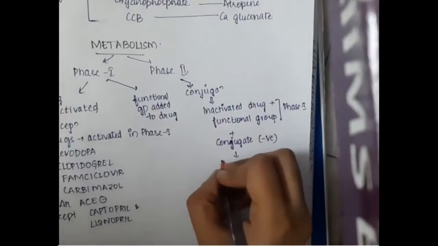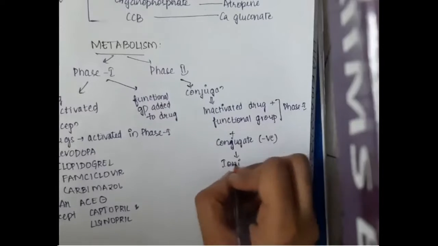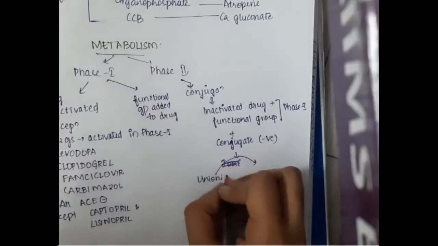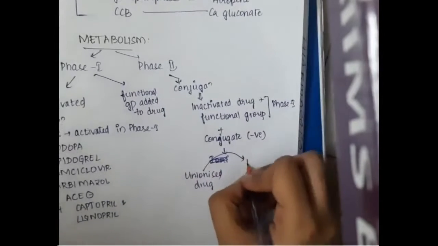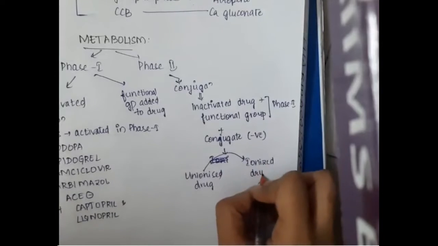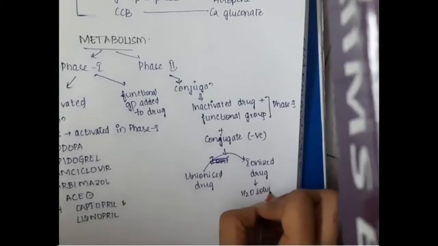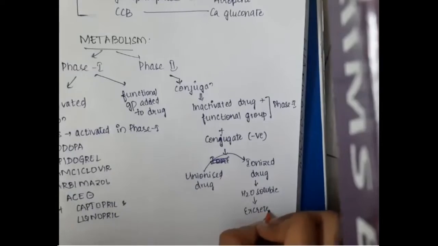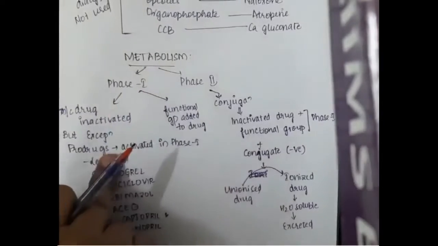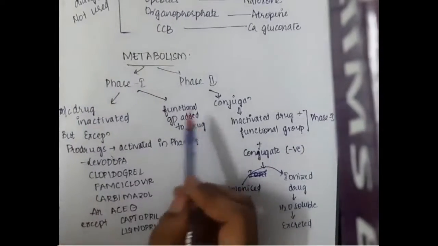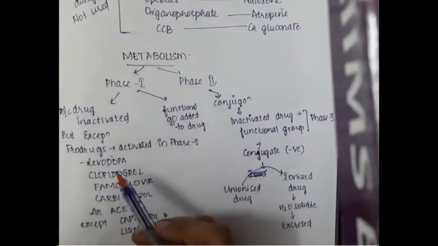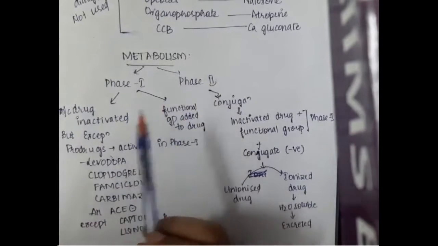That is, we will add a negative substance to this drug. So here, as a result of adding an ionized substance, this will convert the unionized drug to an ionized drug, thus making it water soluble, and it easily undergoes excretion. Okay, so this is about the phase 2 drug.